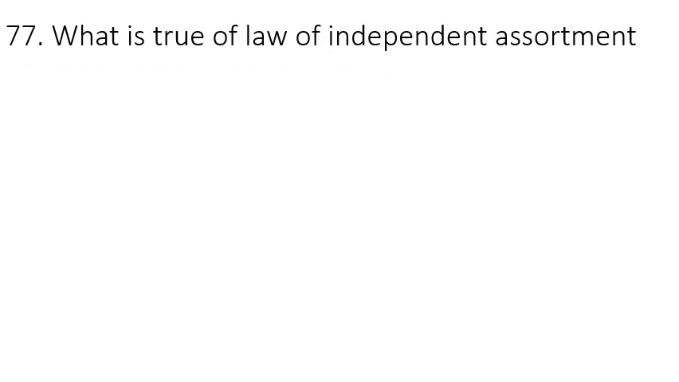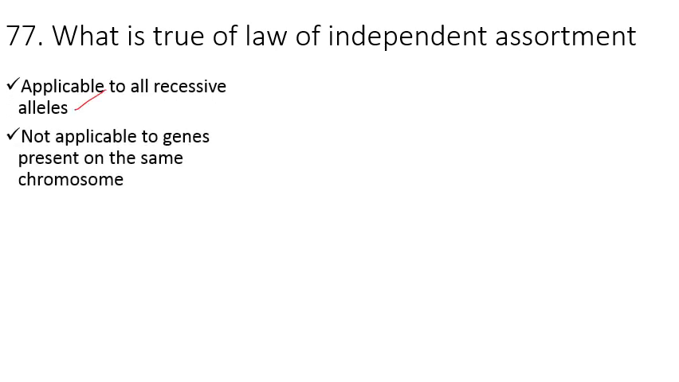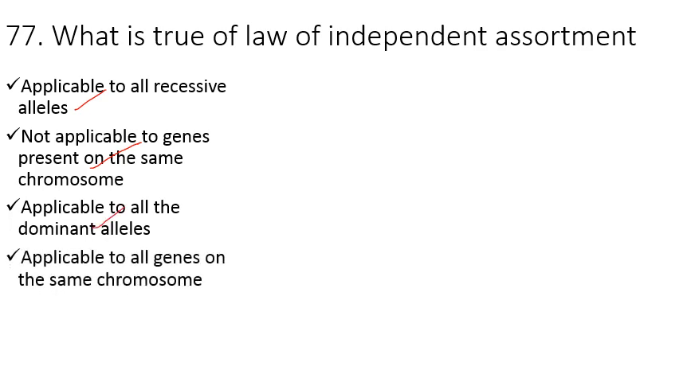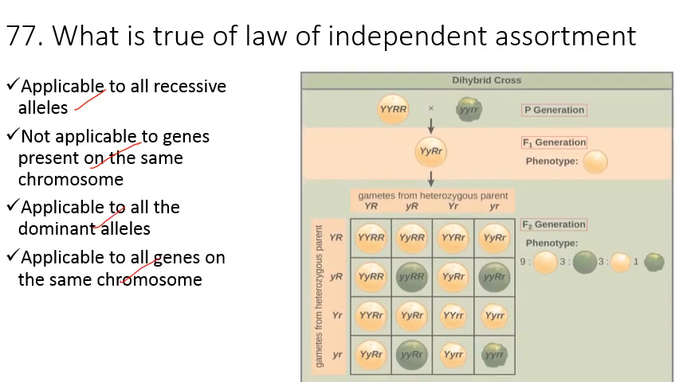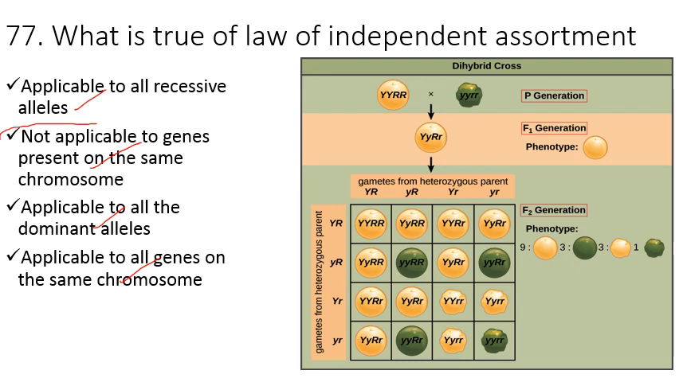The next question is, what is true about the law of independent assortment? Our options are: applicable to all recessive alleles, not applicable to genes present on the same chromosome, applicable to all dominant alleles, applicable to all genes on the same chromosome. The right answer is not applicable to genes present on the same chromosome, because there are chances that these genes get transferred in linked form.